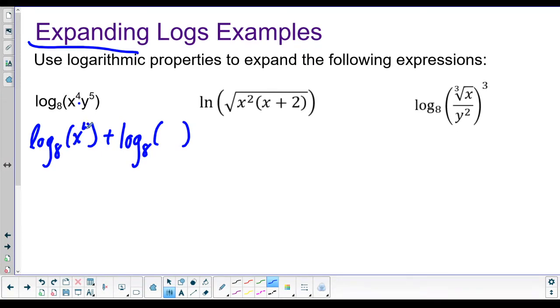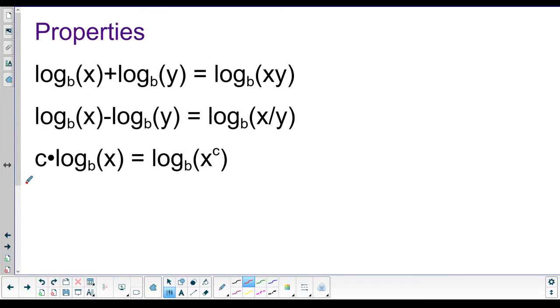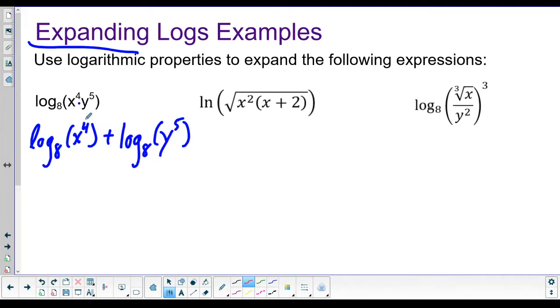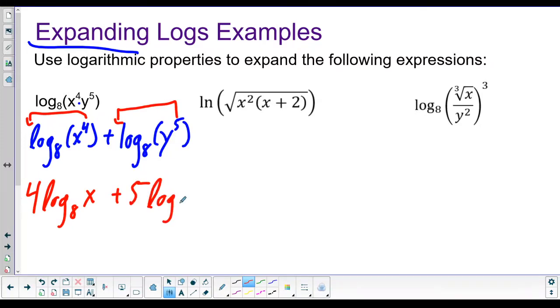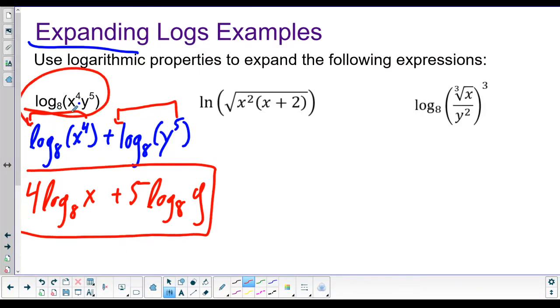So this will be x to the fourth, and that one will be y to the fifth. Now this is not as expanded as it could be because our arguments have exponents on them. We could use our power property right here to take this exponent and move it in front of our logarithm. So we're going to take the 4 and throw it in front of that log. We're going to take the 5 and throw it in front of that log. So we're going to have 4 log base 8 of x plus 5 log base 8 of y. And this is as expanded as we can turn this logarithm into.